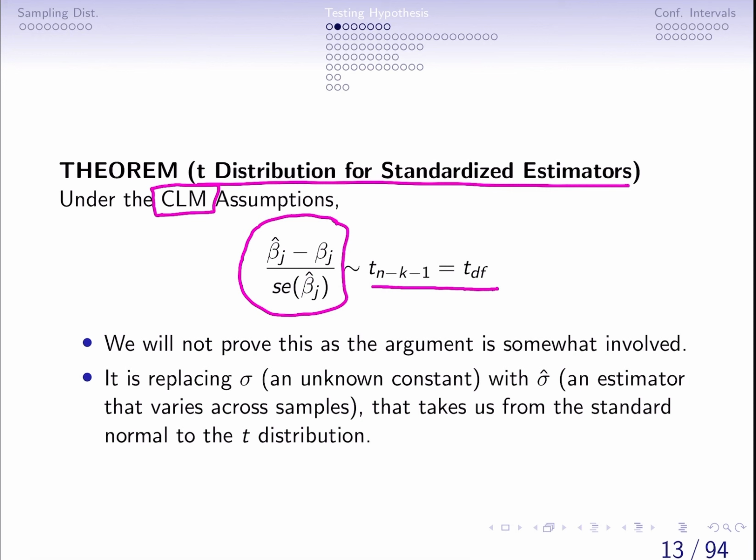Okay, so your t statistic here is basically defined as the deviation of your estimator from the hypothesized value in the population, divided by the standard error of that estimator.